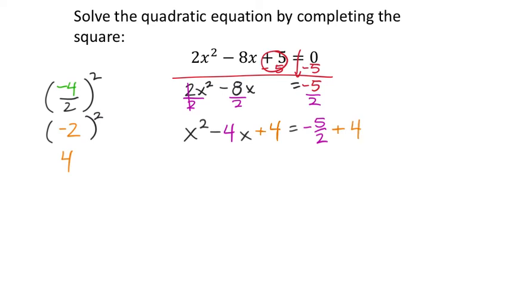Plus 4, plus 4. Now, I will factor the negative 4. The 2 factors of negative 4 that add up to negative 4 are negative 2 and negative 2. So that gives me, again, a perfect square trinomial. That's the whole point, but it's x minus 2 squared. And this equals, again, I'm just going to put this in the calculator. So negative 5 halves plus 4, enter, and it says it's 3 halves.